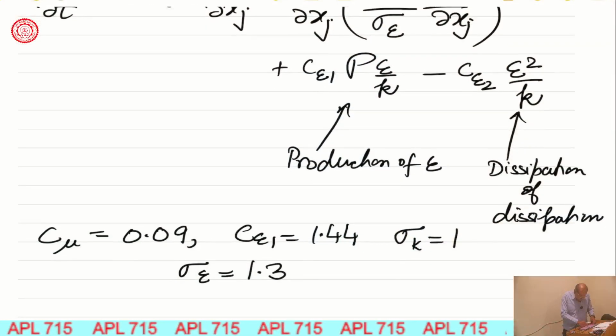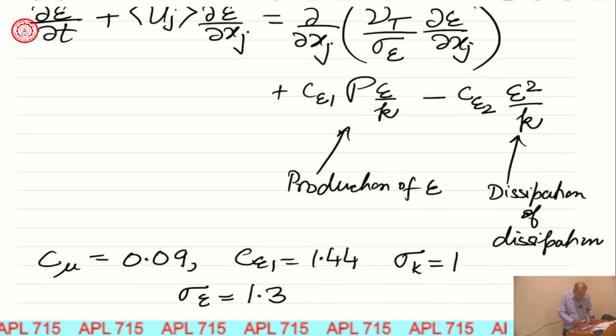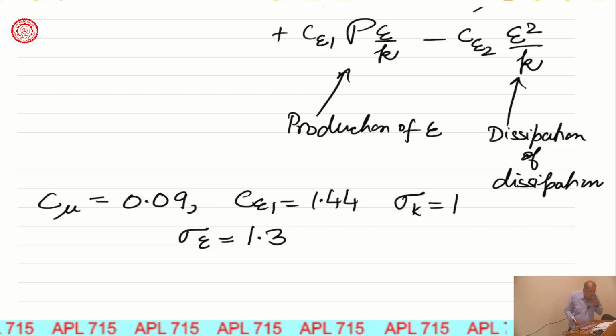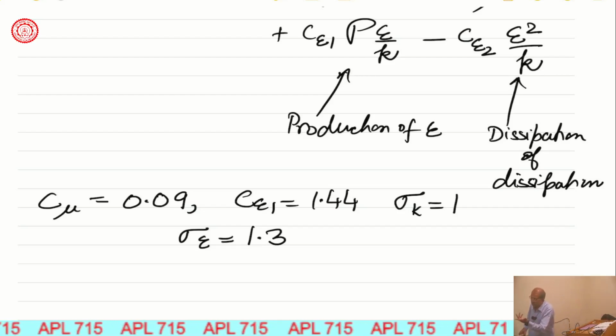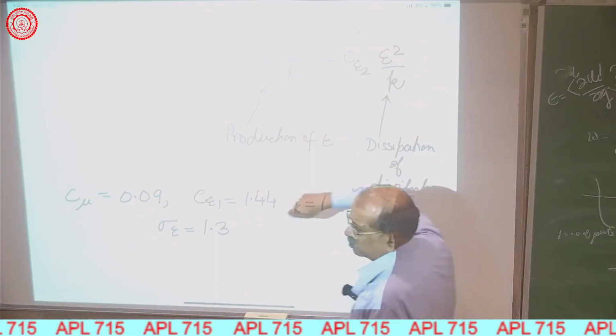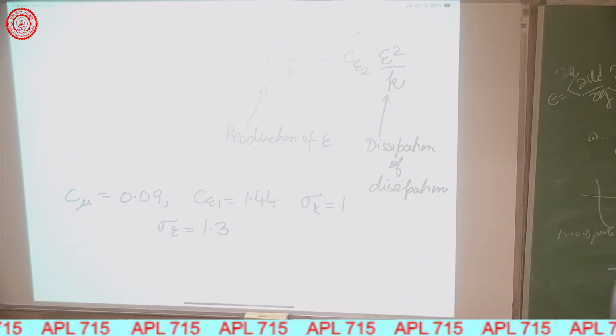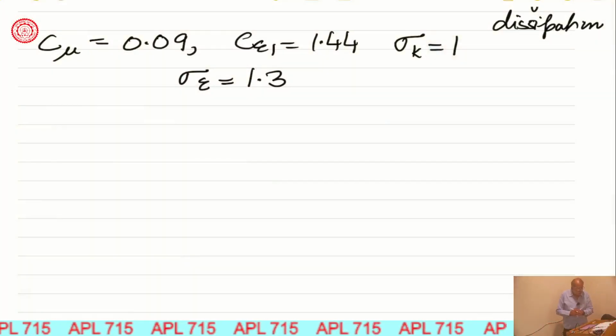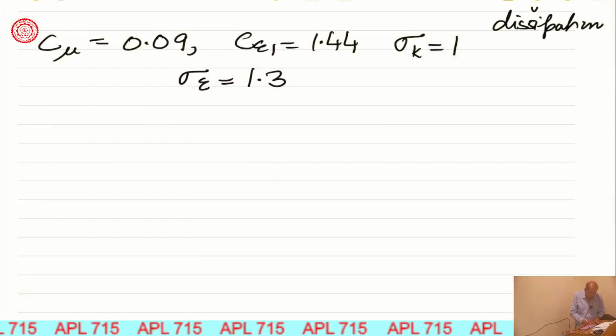Now, one of the ways how we get these constants. C epsilon 1 is probably this one. C epsilon 2, I have not written it. It must be there, probably of order 1. I have no idea. I don't remember that, but you can check up from the books and all. So now, one of the ways how we get these constants.